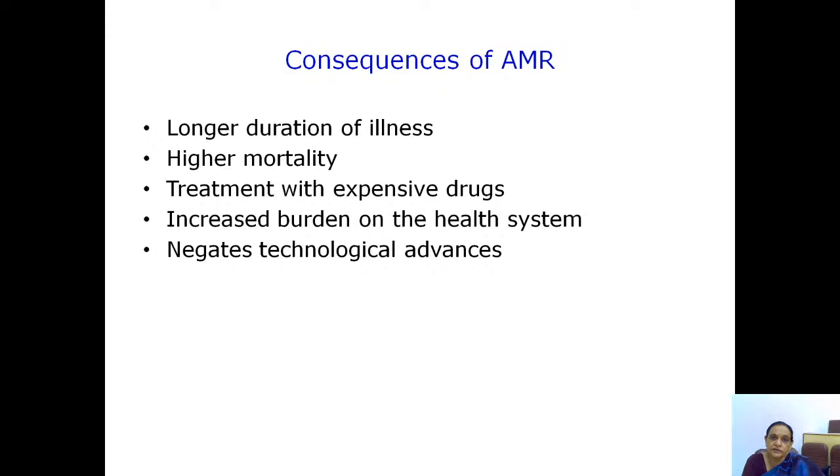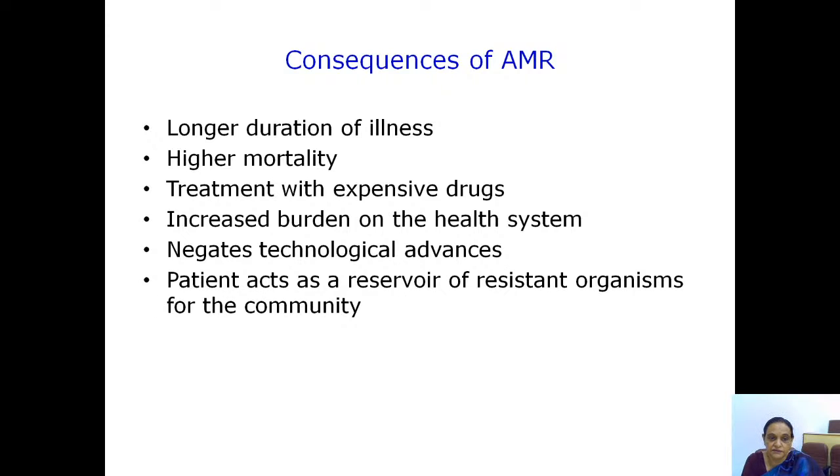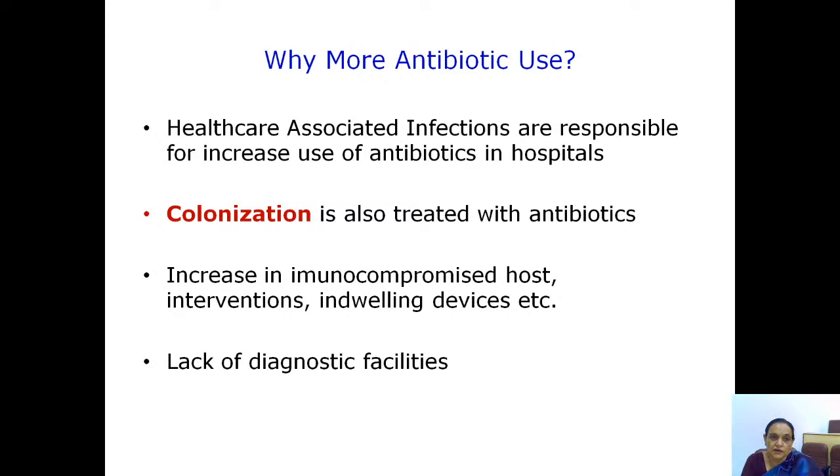Then it negates all technological advances, in the sense that a lot of progress has been made in the treatment of cancers and in transplants. While we are being successful in treating and increasing life, it is finally the infection that becomes a major killer because it is multi-drug resistant. So the patients act as a reservoir of resistant organisms for the community also. That's how it spills over to the community. It doesn't just remain in the hospitals.